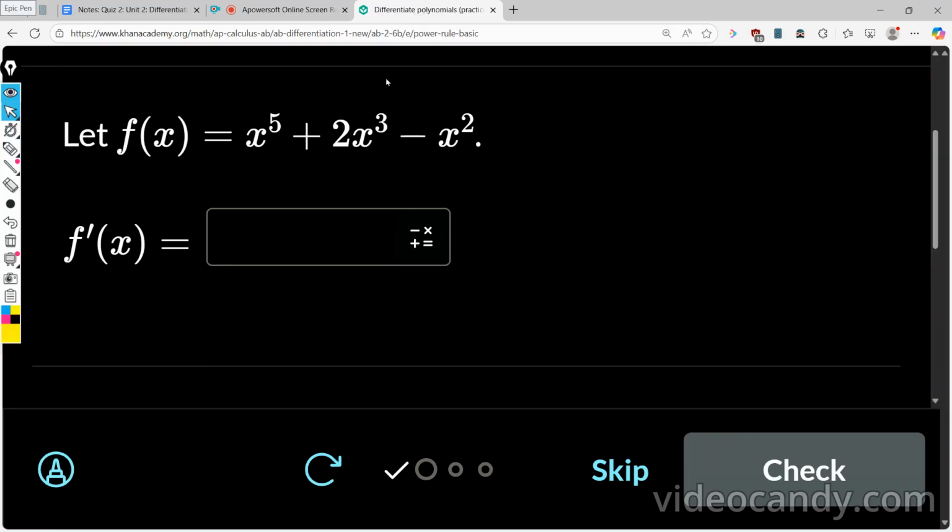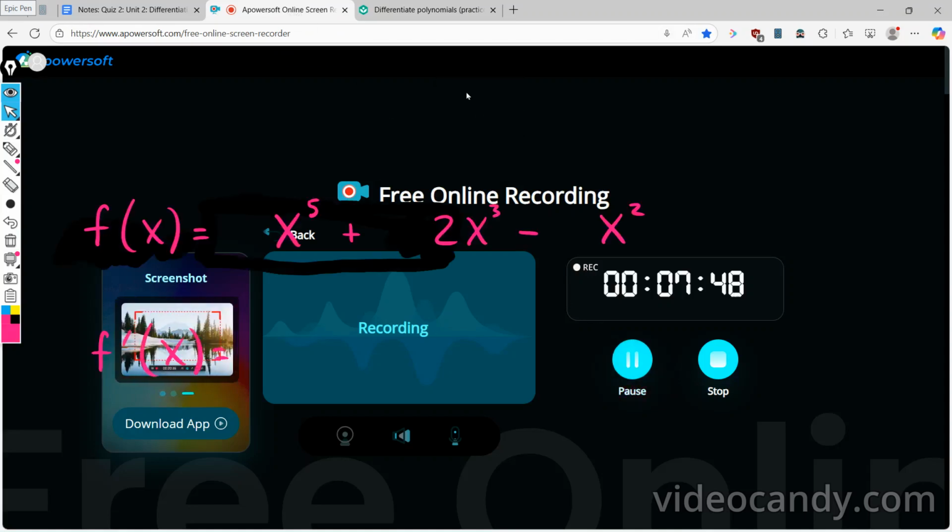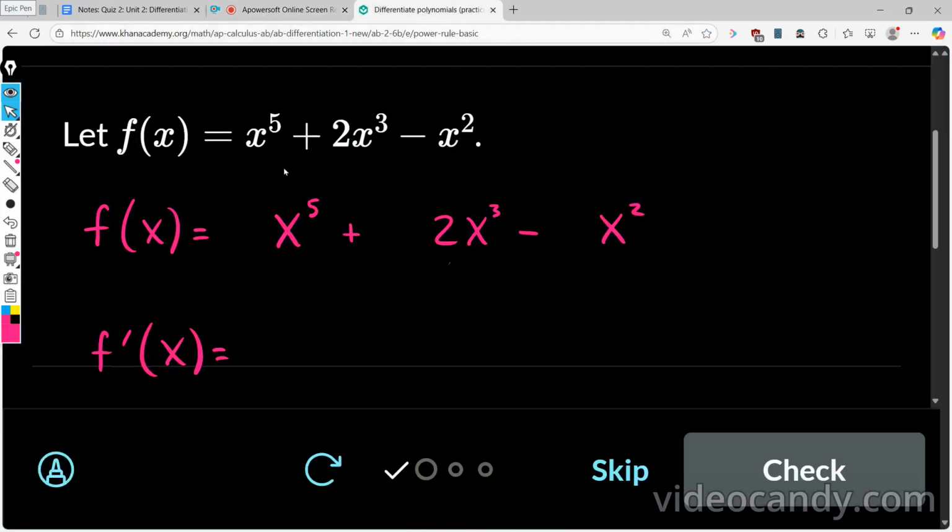All right, so here they just want us to find f prime of x for this function. I'm going to rewrite this and make a little more room. All right, so I just rewrote this function, but I made more room here. And we're just going to take the derivative of each one individually.